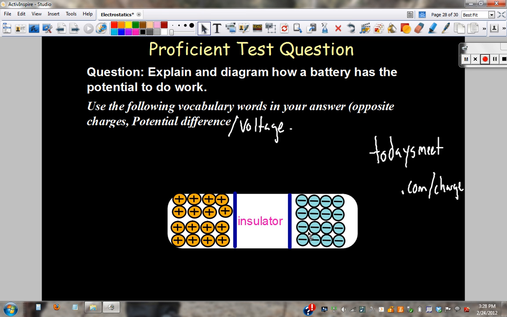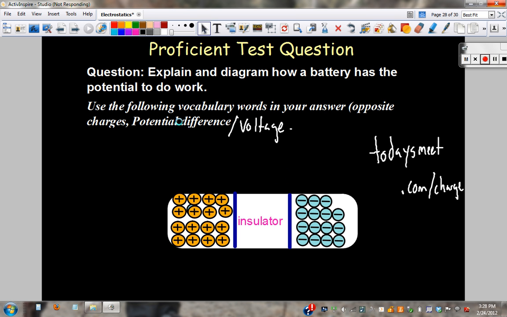So you need to explain how this battery works. We have this difference. These guys want to get together and they can't. So if we connect them, now they can start coming together and the battery dies. So if it's connected, these guys can travel along the path and do work. And when the net charge equalizes, then the battery is dead.